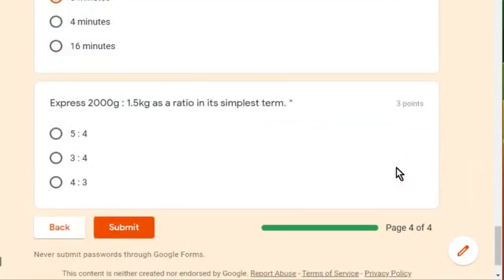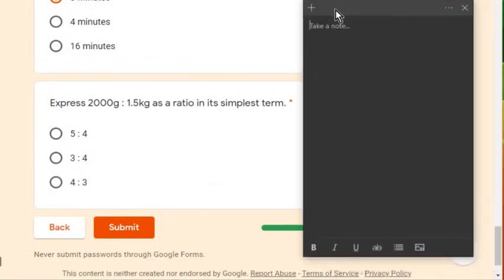Express 2000 grams to 1.5 kilograms as a ratio in its simplest term. So we have to change the units to the same. So I have 2000 grams, and then 1.5 kilograms means 1.5 thousand. So that would be 1500 grams. So it's to 1500 grams.